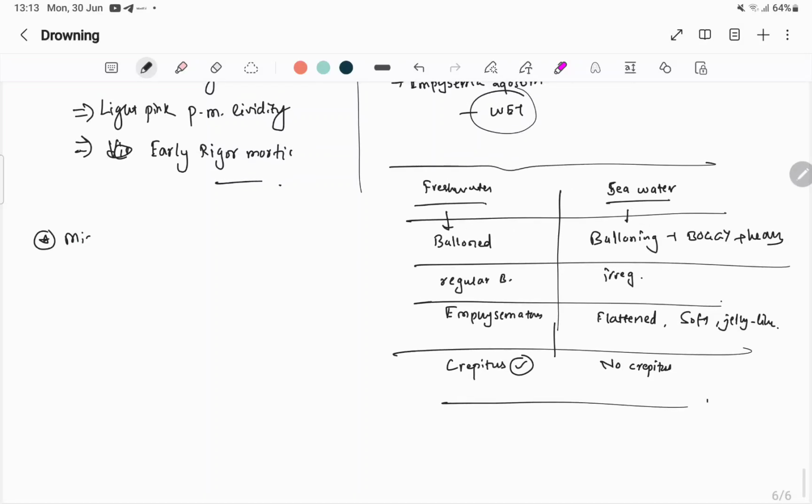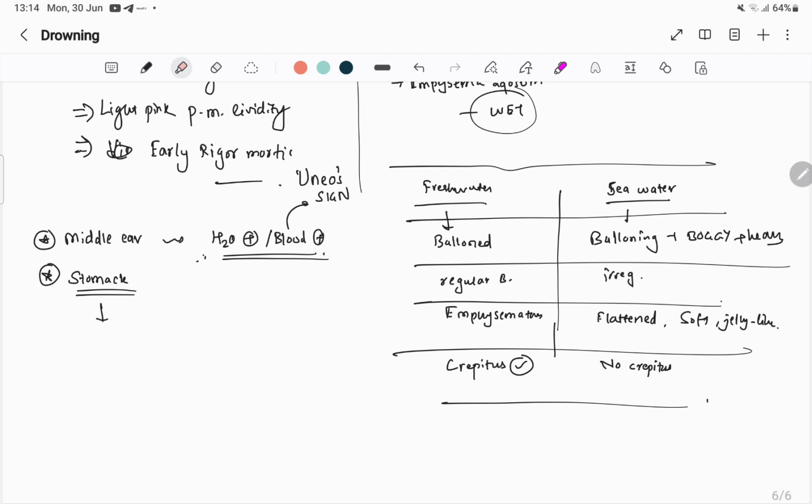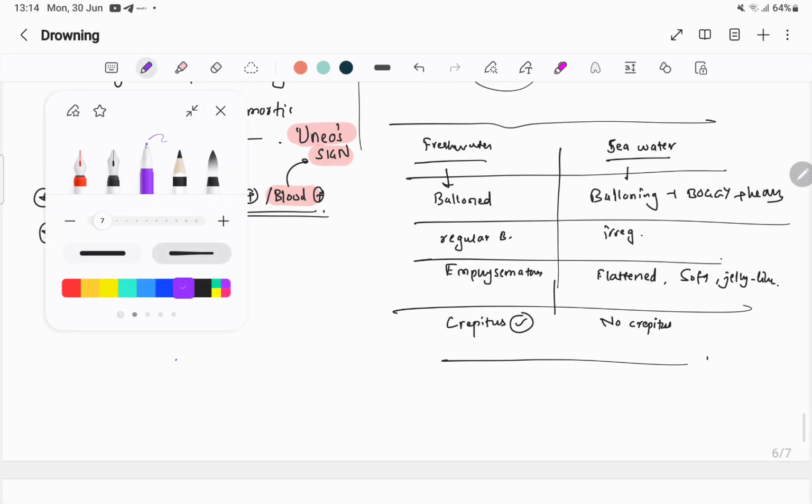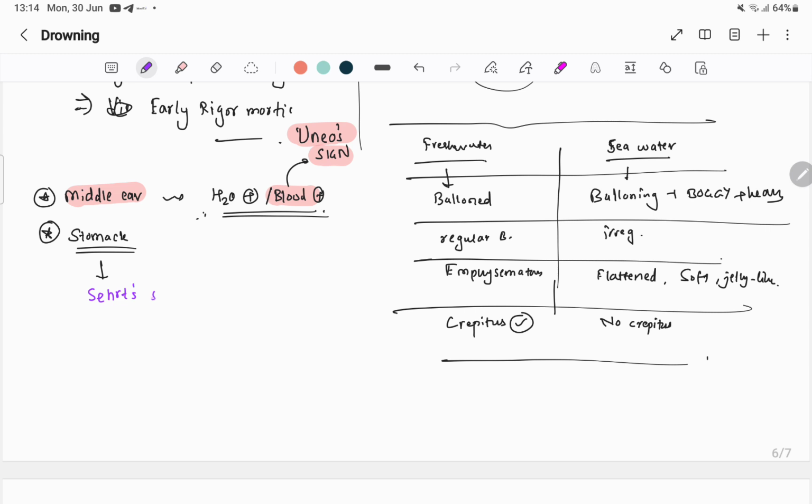In a question, middle ear was asked. In the middle ear there will be water or blood presence. This is a positive proof of drowning. This blood in the middle ear is also called Nunez's sign. In the stomach, we have two important signs: Gettler's sign and Vidal's sign. These are two important signs in the stomach.